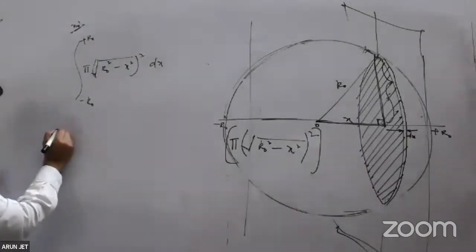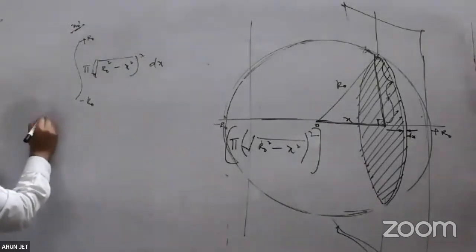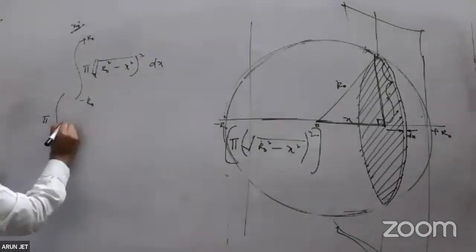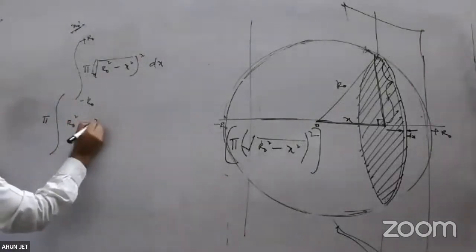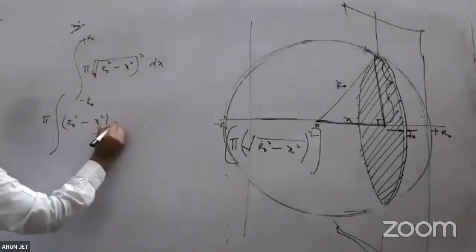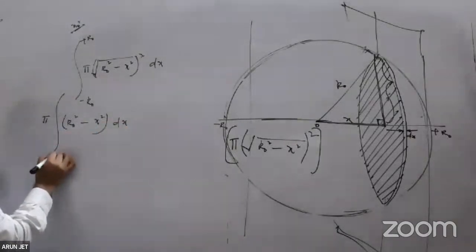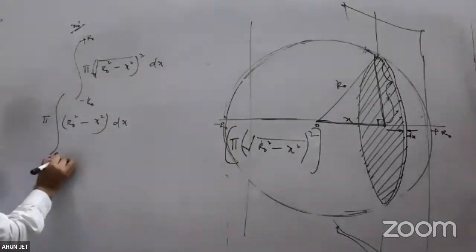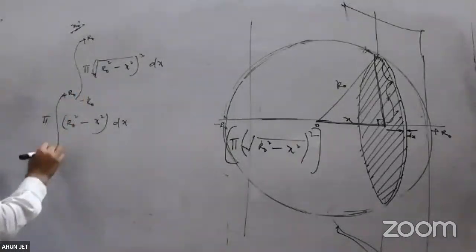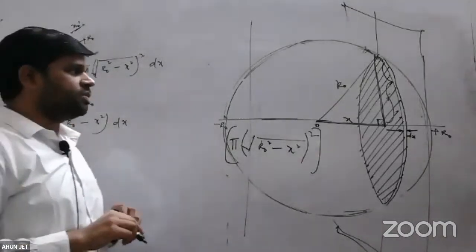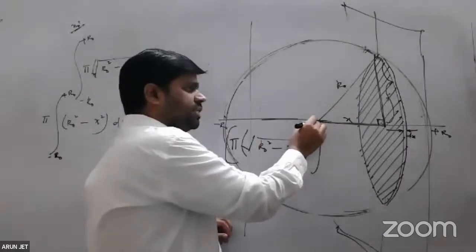Pi comes out, integral r square minus x square dx from 0 to, sorry, minus r naught to plus r naught. Why am I doing it from minus r naught to plus r naught? This is my origin. I'm measuring x from here.